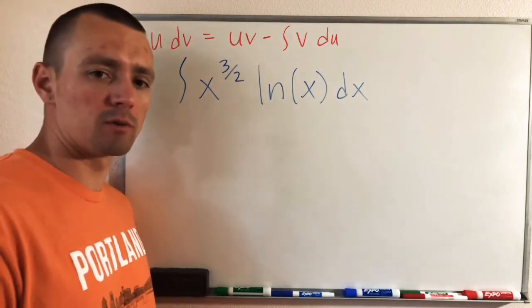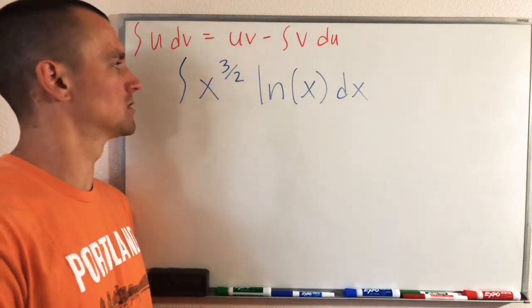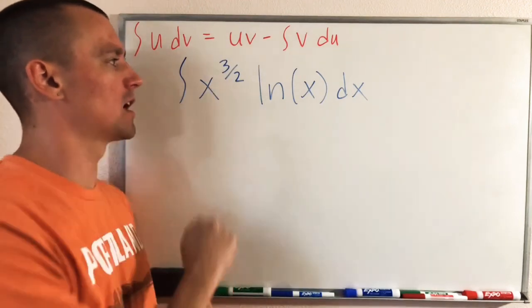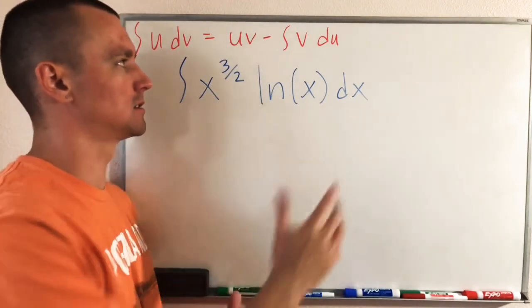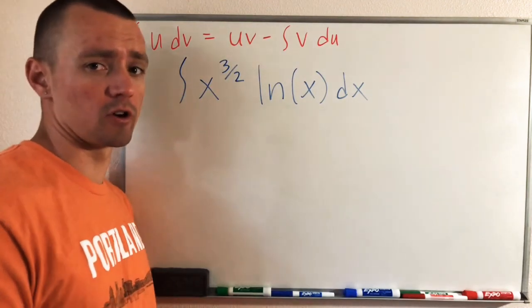Here's the problem I'm going to be showing you today, continuing on with some integration by parts. Specifically, we're going to find the integral of x to the 3/2 power times ln x dx. So let's jump into it. Like I already said, we're going to be solving this with integration by parts.